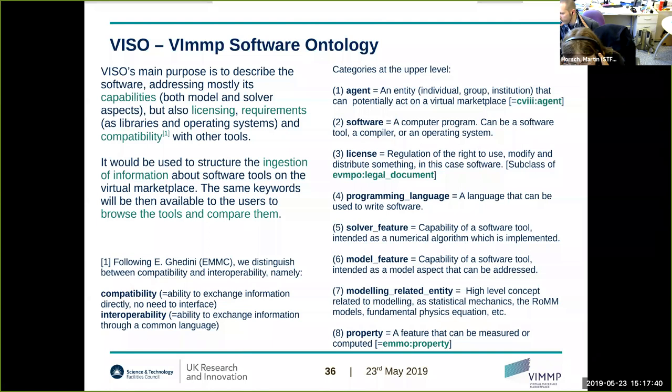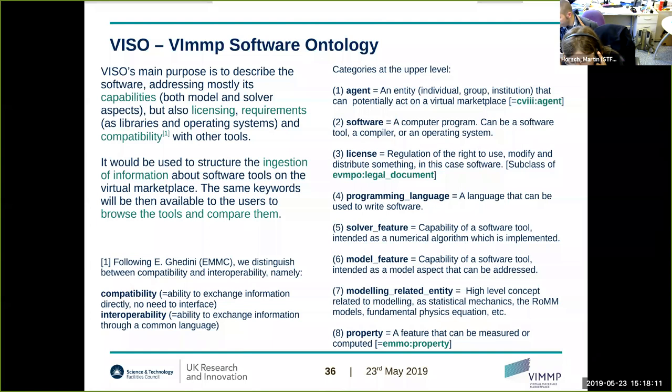So on the right, you can see the categories that are defined at the upper level. So agents, software with which we intend both a computer program that can be a tool like an engine or a processor, like a pre-processor or a post-processor, or an operating system. Then you have obvious categories like programming language and so on. I will not go through this.